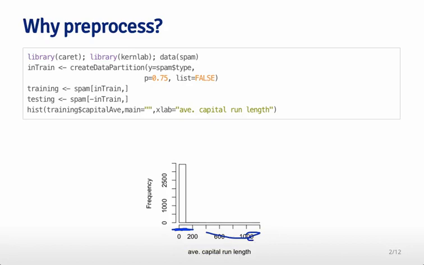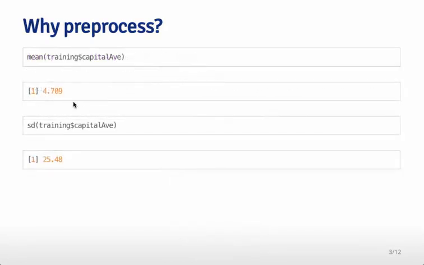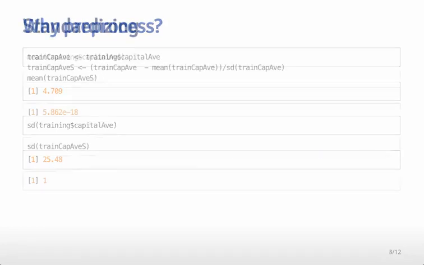This is an example of a variable that is very skewed, and so it's very hard to deal with in model-based predictors, so you might want to pre-process. If you take the mean of this variable, it's about 4.7, but the standard deviation is huge. It's much, much larger, so it's much more highly variable. So what you might want to do is some sort of pre-processing so the machine learning algorithms don't get tricked by the fact that it's skewed and highly variable.